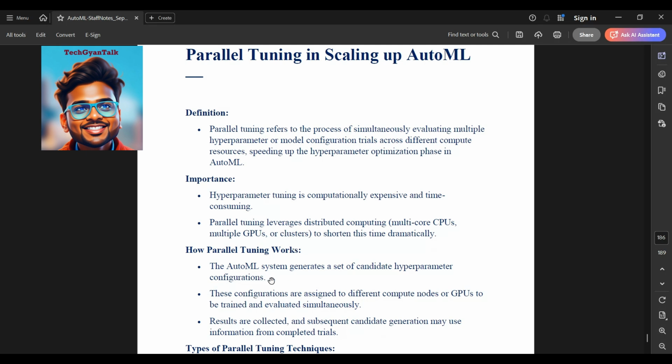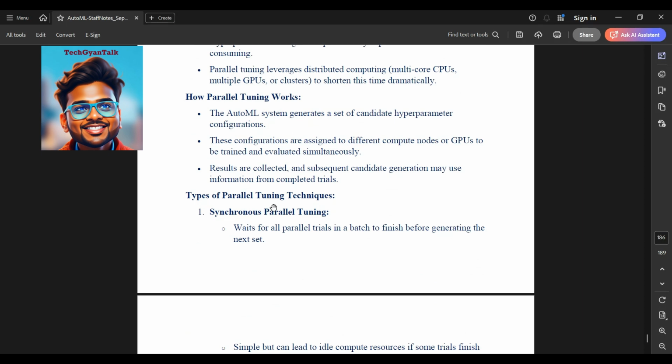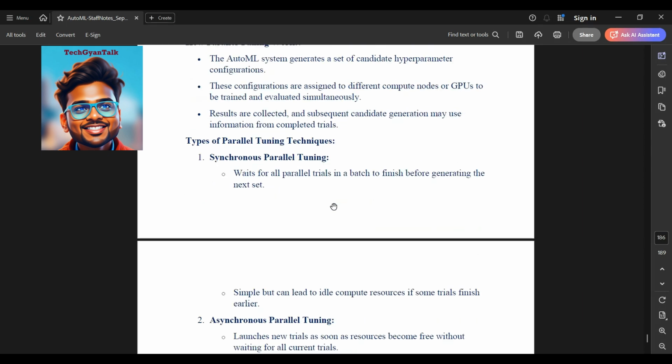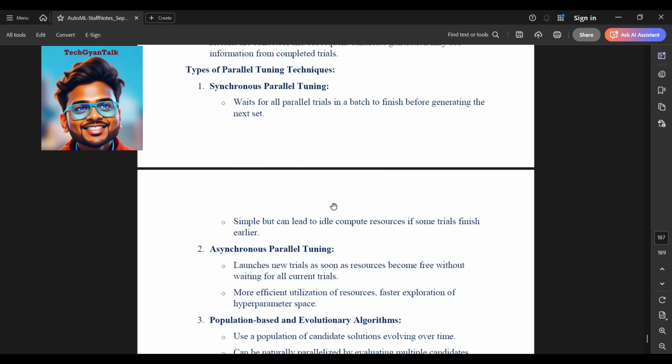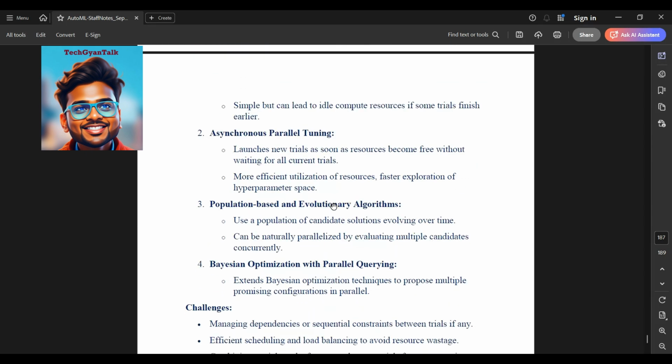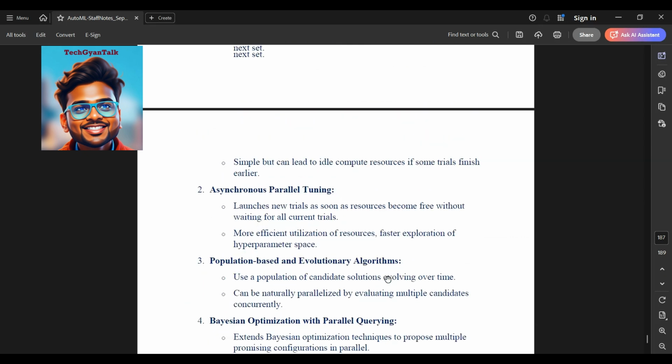And how does parallel tuning work? The AutoML system generates a set of candidate hyperparameter configurations. These configurations are assigned to different compute nodes or GPUs to be trained and evaluated simultaneously. Results are collected, and subsequent candidate generation may use information from completed trials. Types of parallel tuning techniques are synchronous parallel tuning, asynchronous parallel tuning, population-based evolutionary algorithms, and Bayesian optimization with parallel querying.